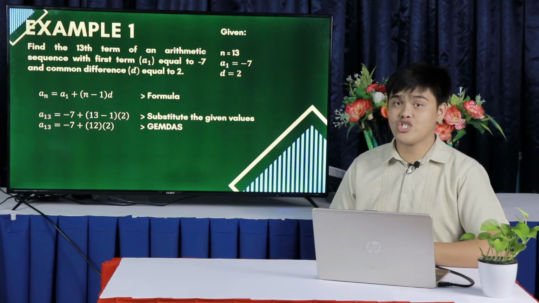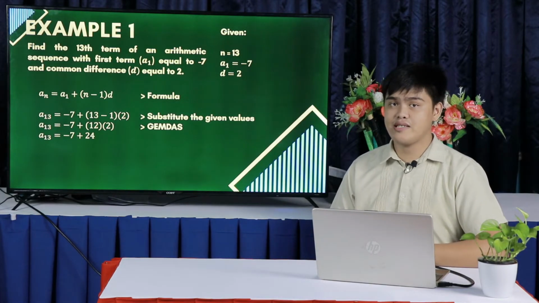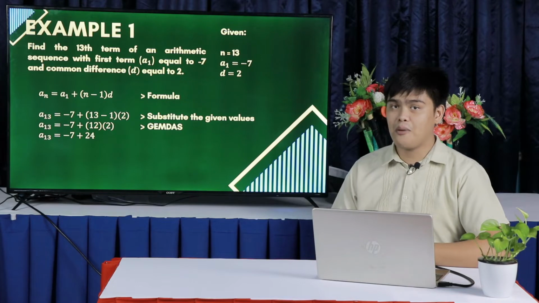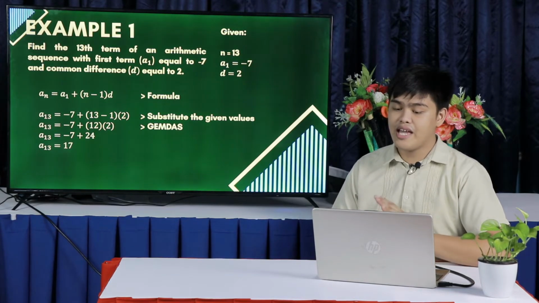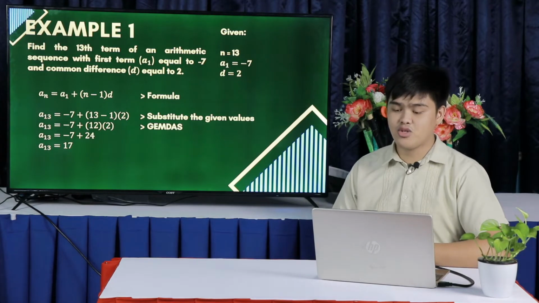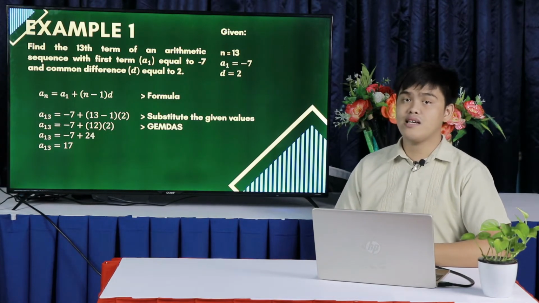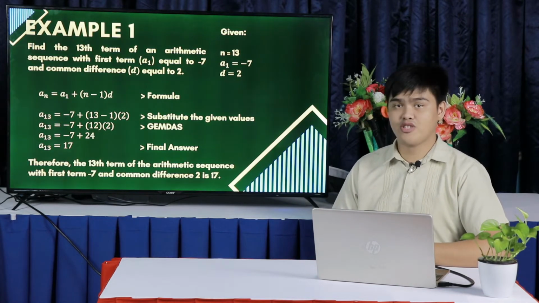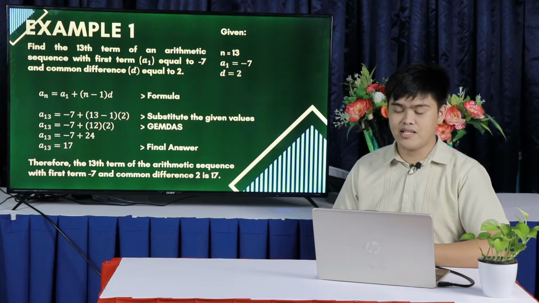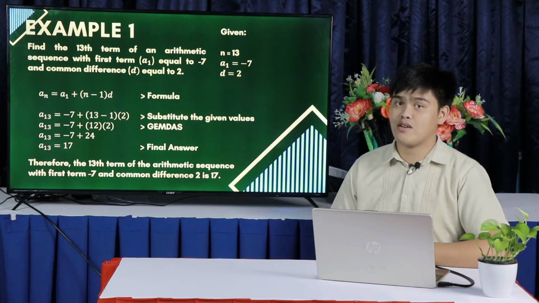Do the multiplication operation next. We then have a sub 13 is equal to negative 7 plus 24. Adding the two values negative 7 and 24, a sub 13 is equal to 17. Therefore, the 13th term of the arithmetic sequence with first term negative 7 and common difference of 2 is 17.